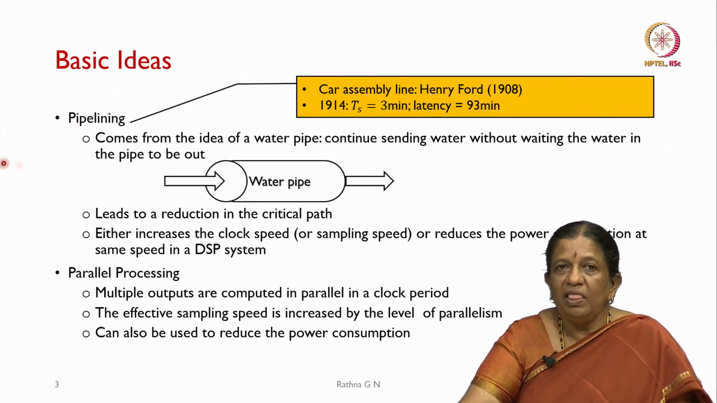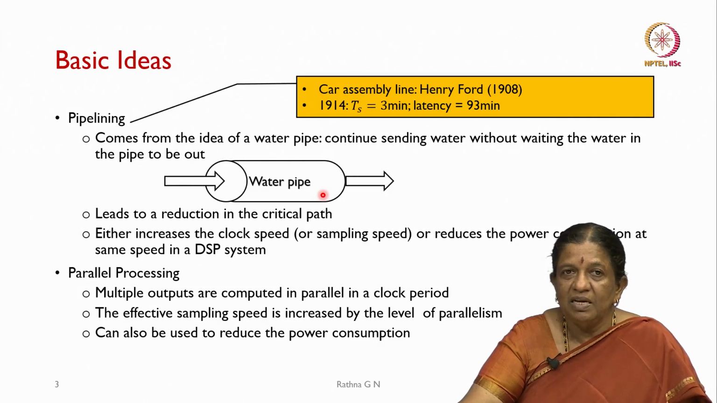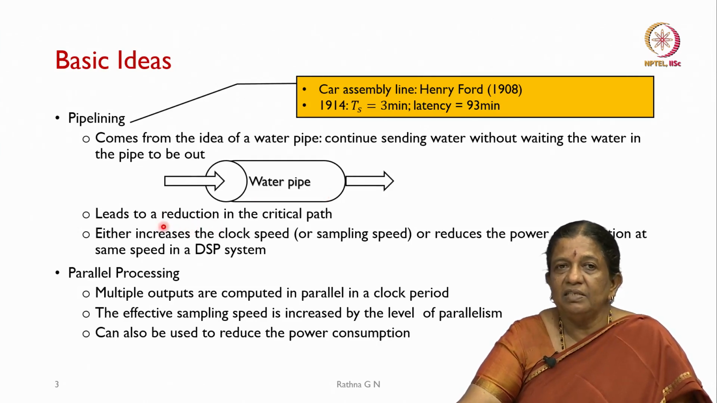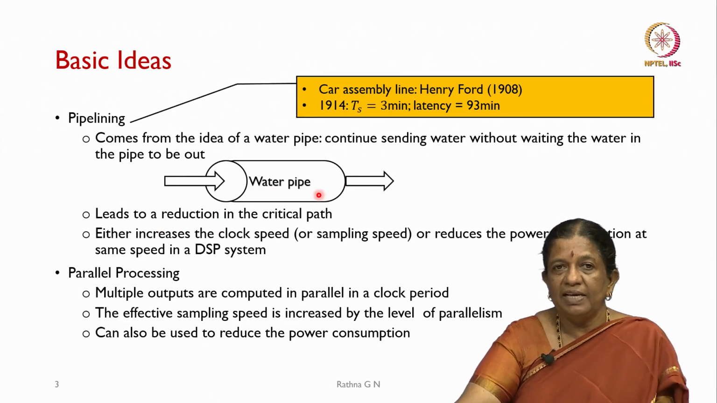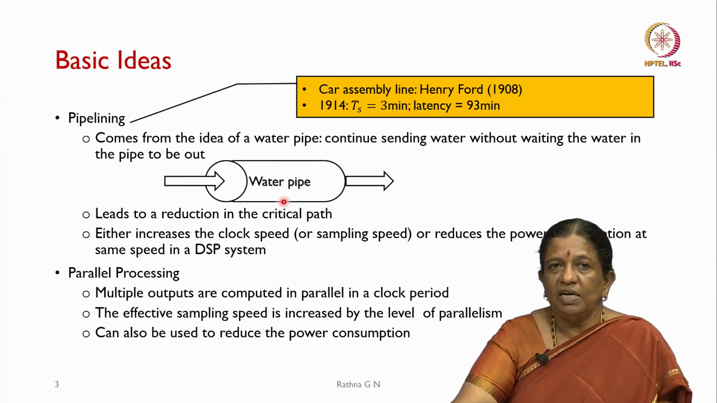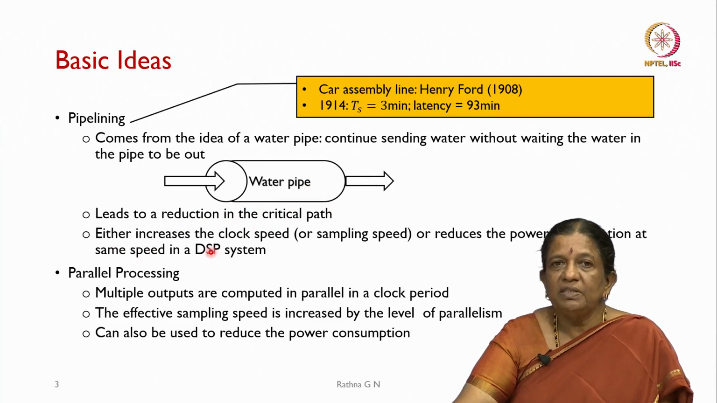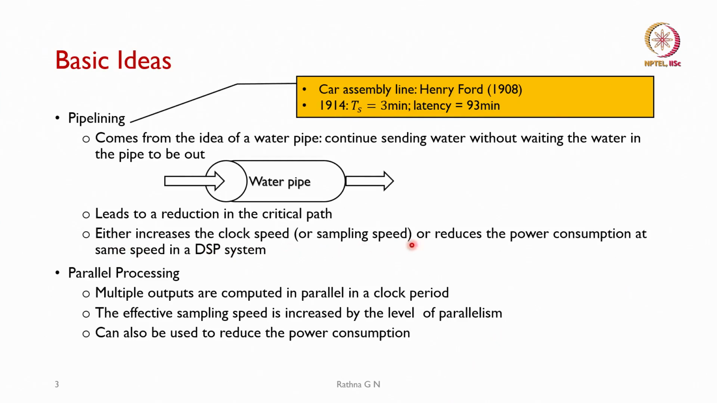In the last class we took the example of the water pipe. If the length of the water pipe is less, then our latency is going to be less, but if it is long, then it is going to have a maximum latency, which we call the critical path. So, pipelining further increases the clock speed or sampling speed, or reduces the power consumption for the same speed in a DSP system.